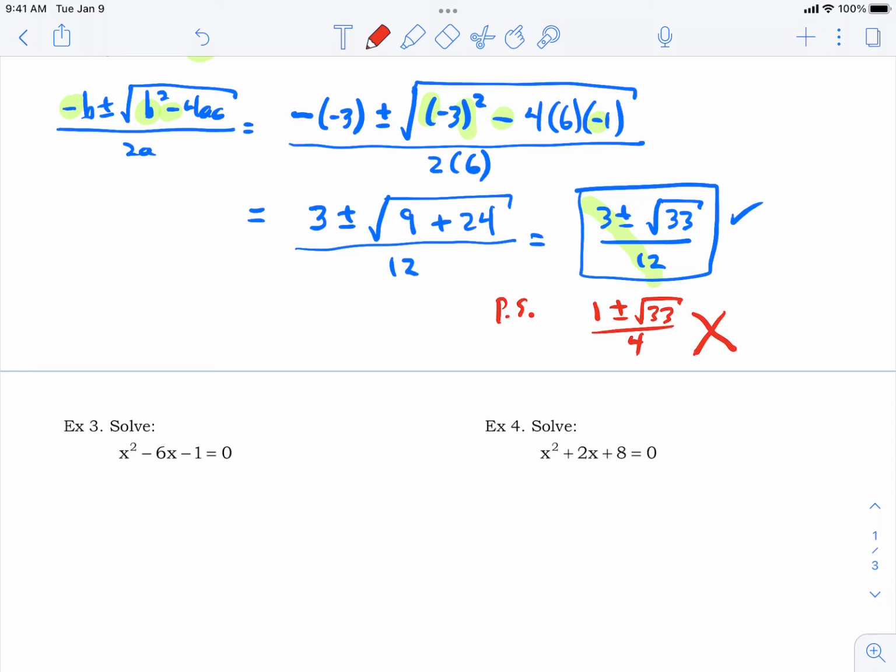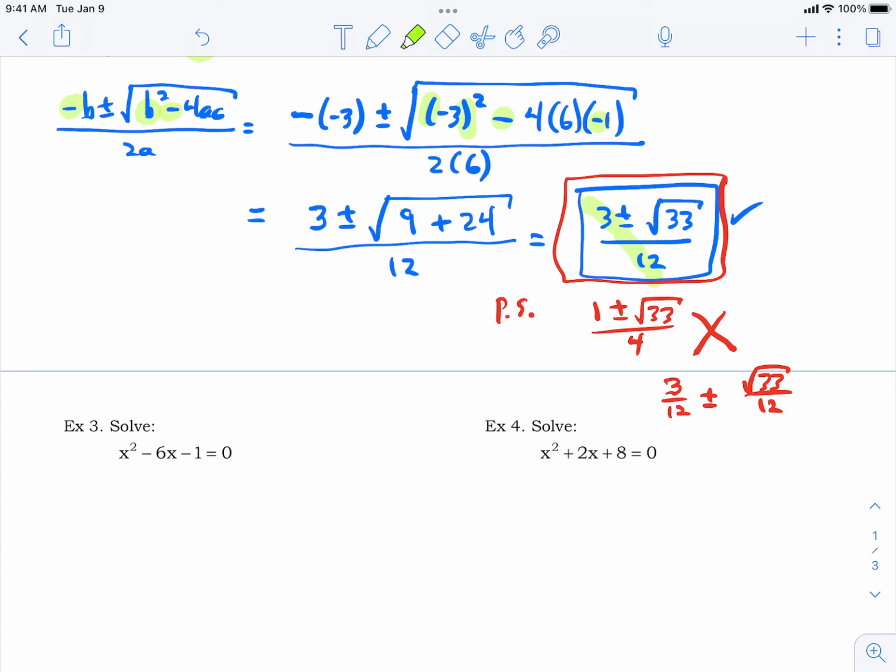Do not do that, please. Do not do that. It doesn't work that way. I'll show you why it doesn't work that way. What this really says is 3/12 plus or minus radical 33 over 12. That's what it really says.